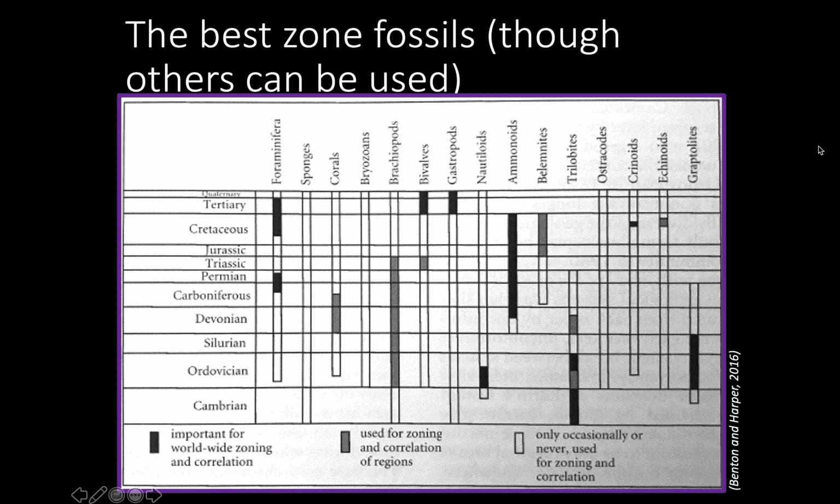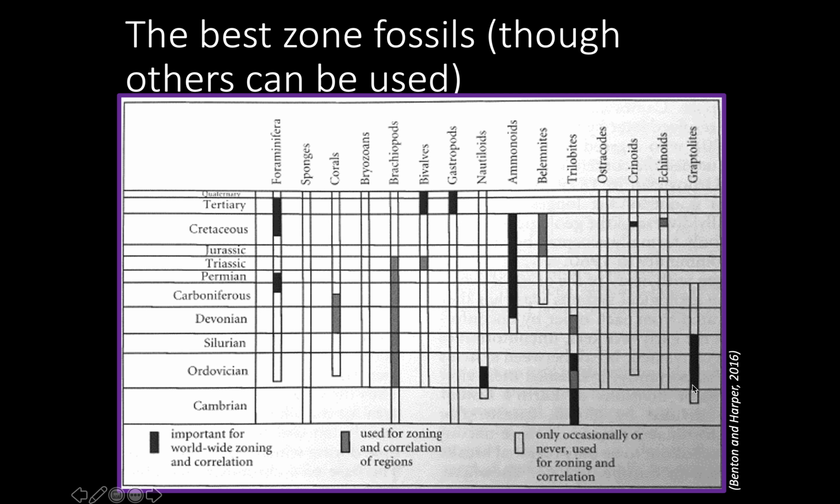Here are the best zone fossils for each time unit. All right, so here are our different groups from forams, those little microfossils, sponges, corals, bryozoans, brachiopods, bivalves, gastropods, nautiloids, ammonoids, belemnites, trilobites, ostracods, crinoids, echinoids, and graptolites. Some are better than others. For example, echinoderms, which are these two groups here, crinoids and echinoids related to the modern starfish, they are crappy index fossils pretty much throughout all of time.